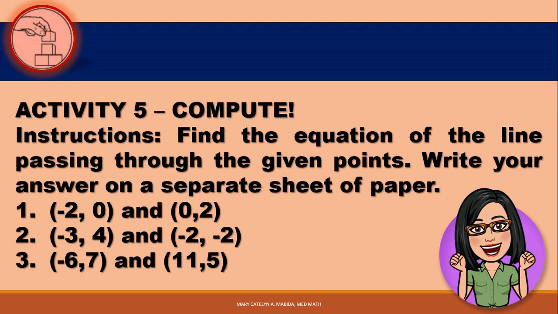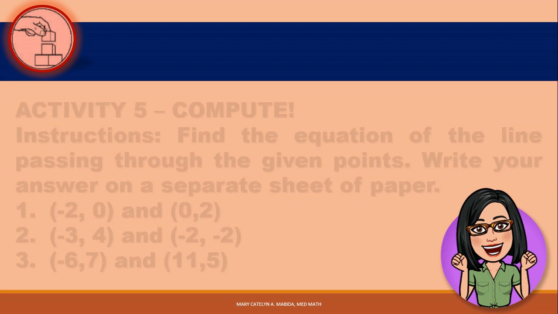And we have activity 5, compute. Find the equation of the line passing through the given points. Write your answer on a separate sheet of paper. Number 1, negative 2, 0 and 0, 2. Number 2, negative 3, 4 and negative 2, negative 2. Number 3, negative 6, 7 and 11, 5.